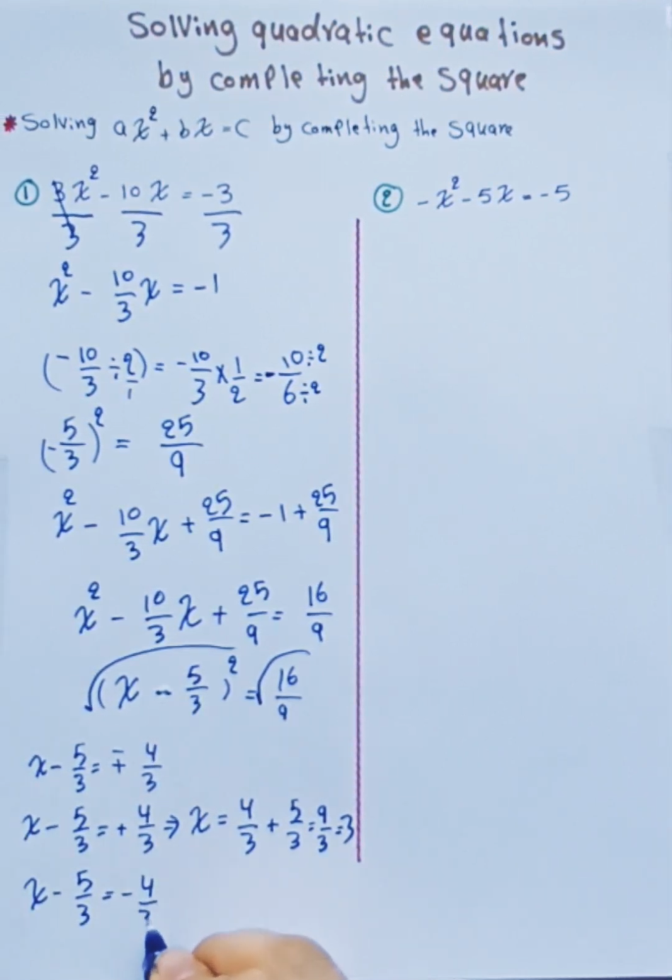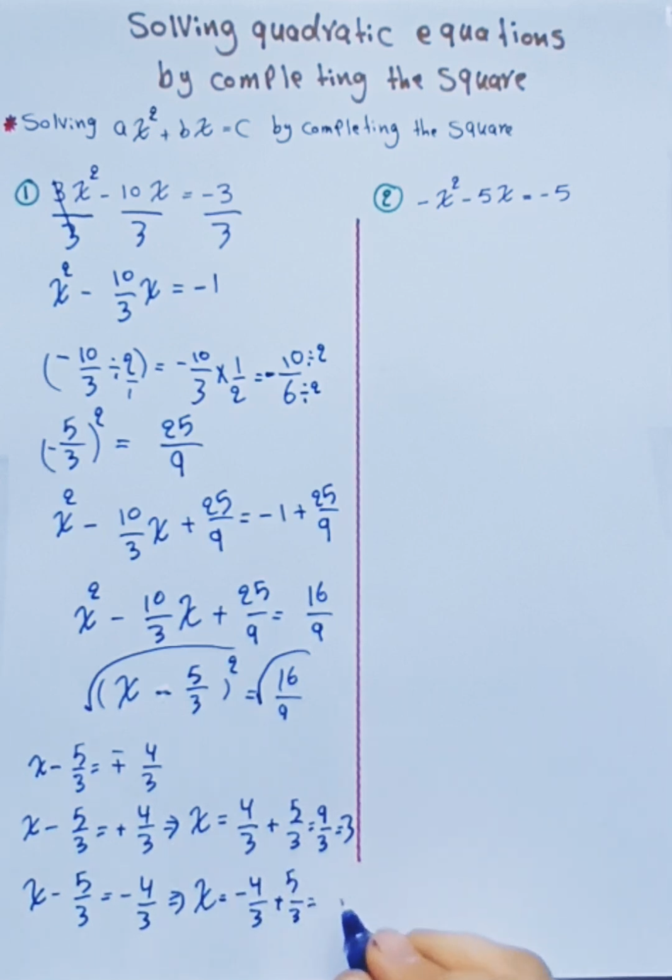or x minus 5 out of 3 equal to negative 4 out of 3. You have to change the place of negative 5 out of 3, so x is equal to negative 4 out of 3 plus 5 out of 3. You have to subtract these two numbers, so equal to 5 minus 4 equal to 1 out of 3. So the solutions are 3 and 1 out of 3.